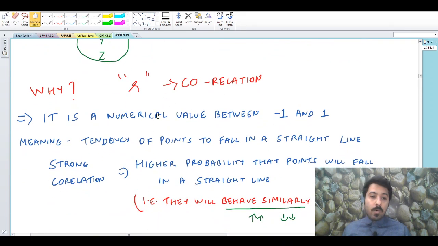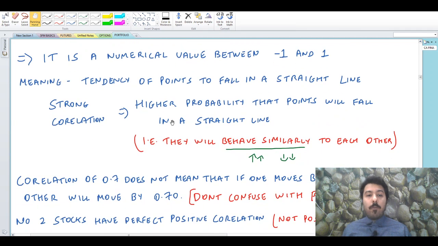You must remember correlation. Correlation is a numerical value between -1 and 1. What does it mean? It means tendency of points to fall in a straight line. So a strong correlation will mean a higher probability that points will fall in a straight line. Straight line, what do we mean by that? It means that they will behave similarly to each other. If one tends to move up, other tends to move up. One tends to move down, other tends to move down. Okay.